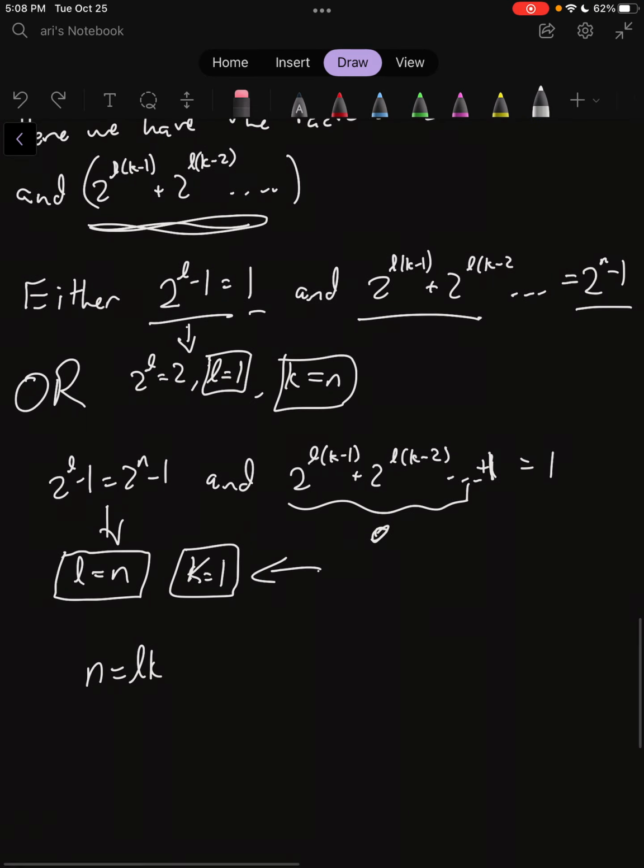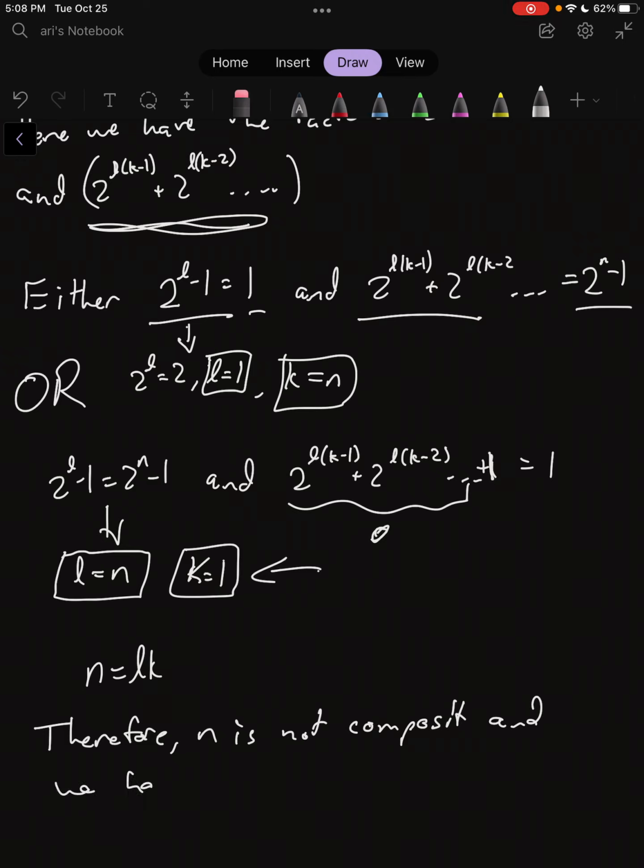So, I guess the way I would conclude this proof is by saying, therefore, n is not composite, and we have a contradiction.